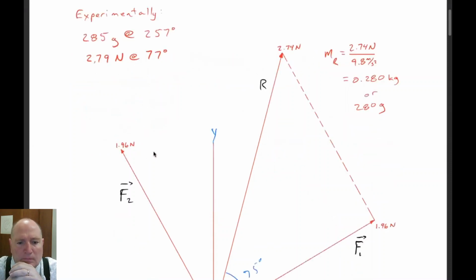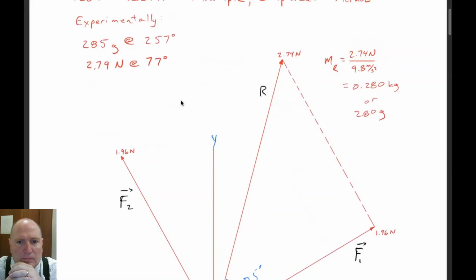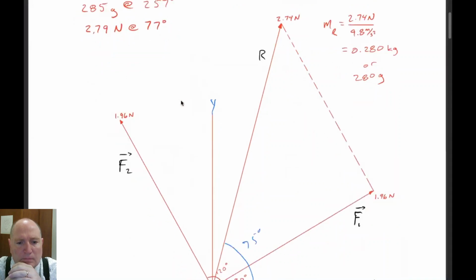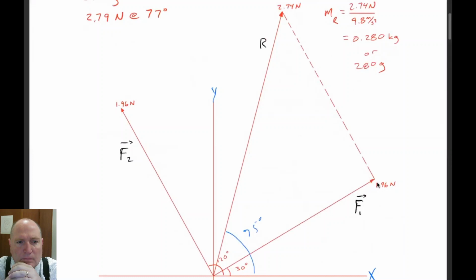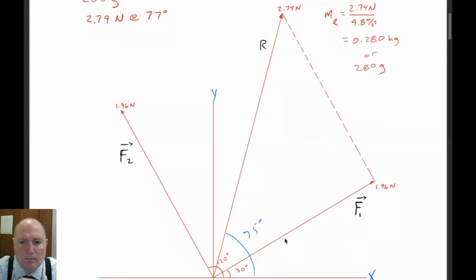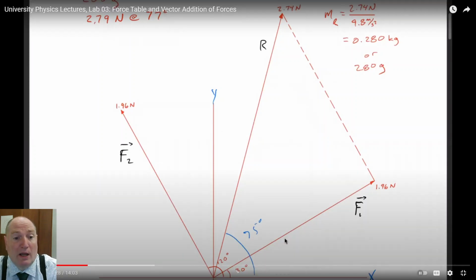Now we're going to do that. So those are our results. We're going to do it graphically. So we have 1.96 newtons. I just picked an arbitrary scale. I tried to make it big enough so that, if you make it real small, you'll end up with real inaccurate results.